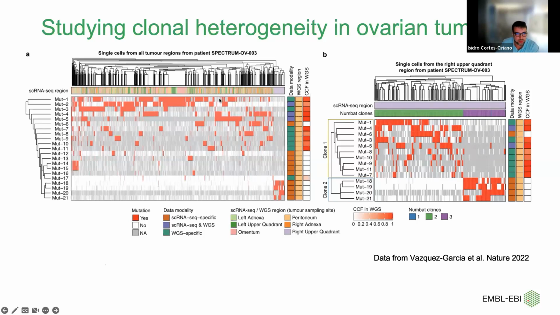And this is just an example of a tumor, SPECTRUM-03. In this heat map, what I'm showing you here on the y-axis is a set of somatic mutations detected by SComatic, and each column represents a single cell. The colors in this color bar represent the anatomical sampling site of the tumor where the cells were sourced, and then there is this unbiased clustering based on the mutations.